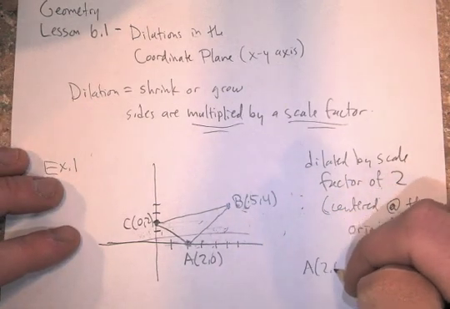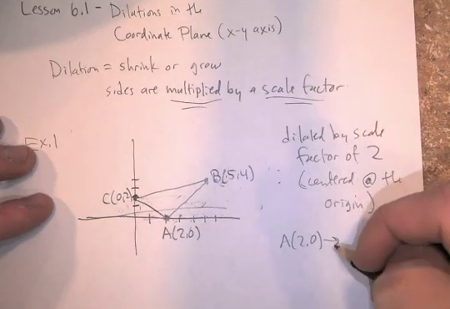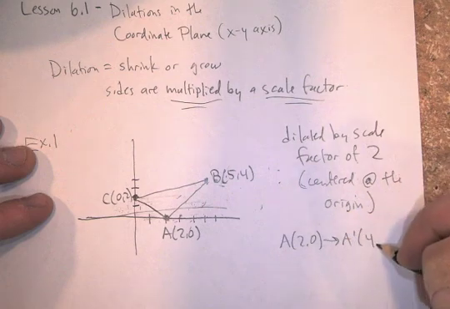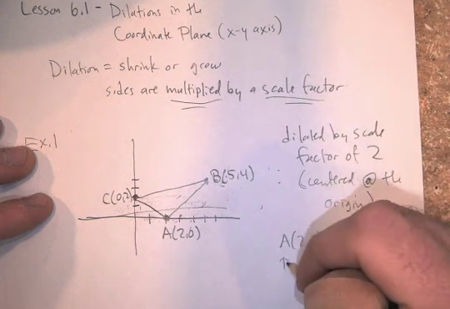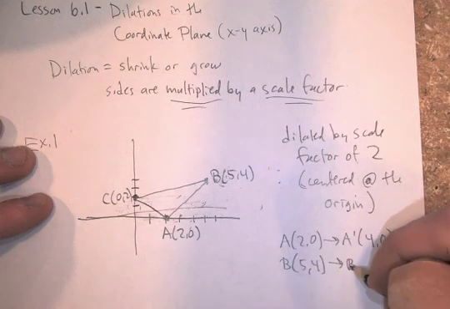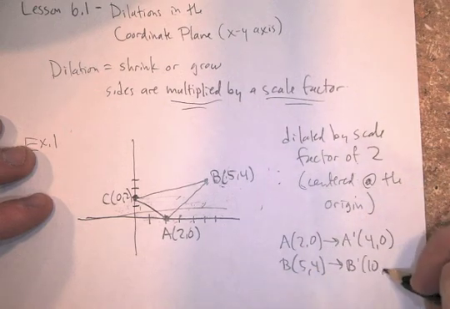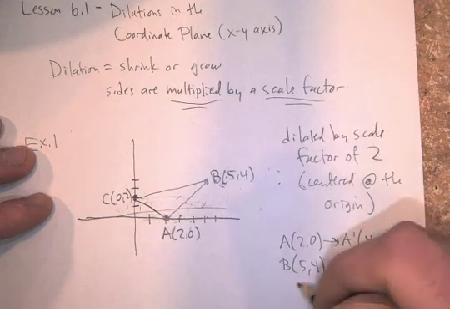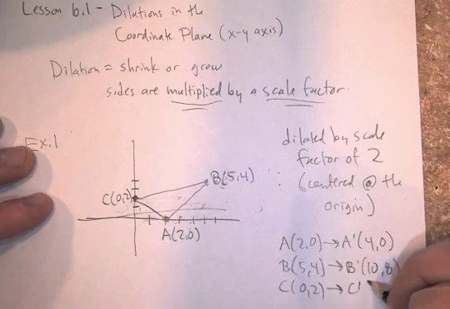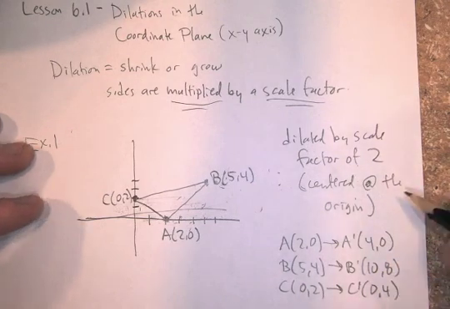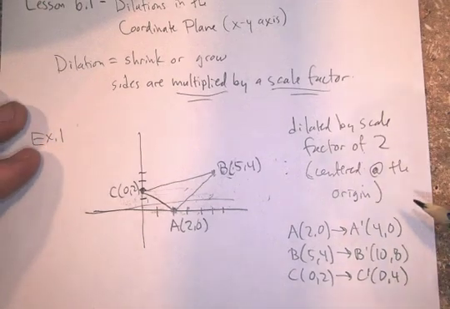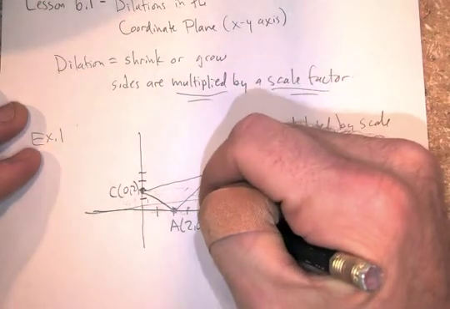So A, you just multiply by the scale factor. So in other words, A prime, I multiply these points by 2. It's going to go to 4, 0. B, the actual coordinates just get multiplied by 2. So 5 times 2 is 10. 4 times 2 is 8. And then C would go to C prime, 0, 4. So you just multiply everything by whatever the scale factor is. So pretty straightforward there.